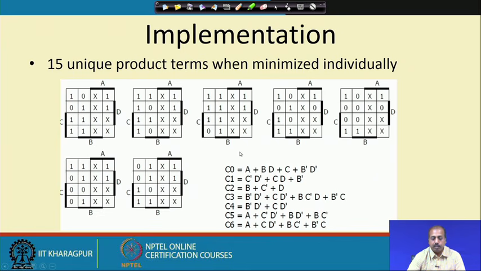For getting the corresponding implementation, you have to draw the corresponding Karnaugh maps. These are the Karnaugh maps for the different conditions. And then these are the corresponding Boolean expressions, C0, C1, C2, C3, C4, C5, C6. Once you have these Boolean expressions, you can realize them using the logic gates. So, that can be done.